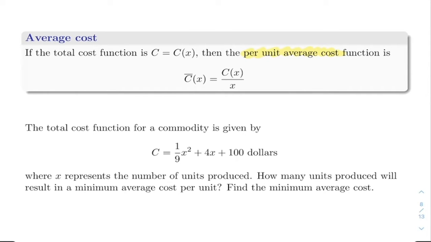In this case, we have the total cost function is given by x squared divided by 9 plus 4x plus 100, and that is measured in dollars, where x represents the number of units produced. So the question is, how many units produced will result in a minimum average cost per unit? And after finding that, we need to also find the minimum average cost. Let's see how to do this.